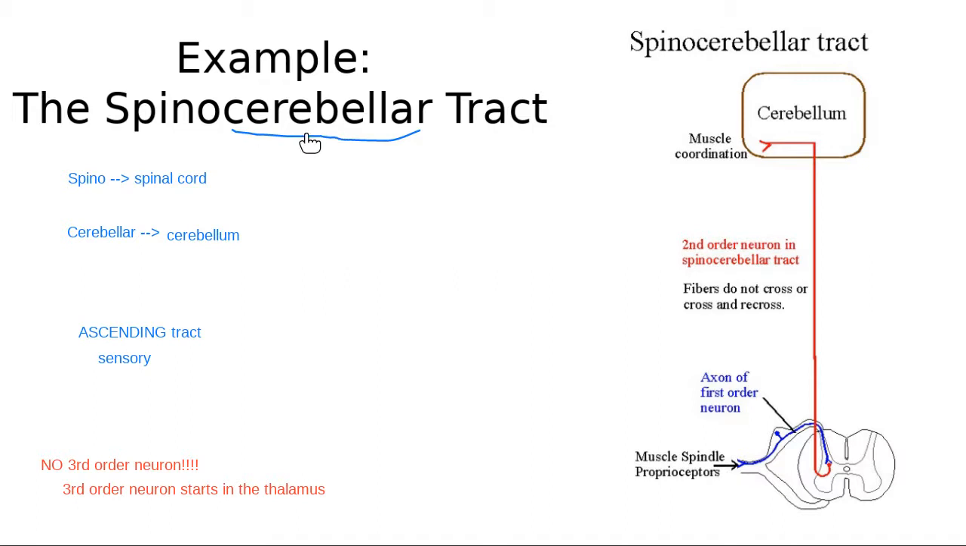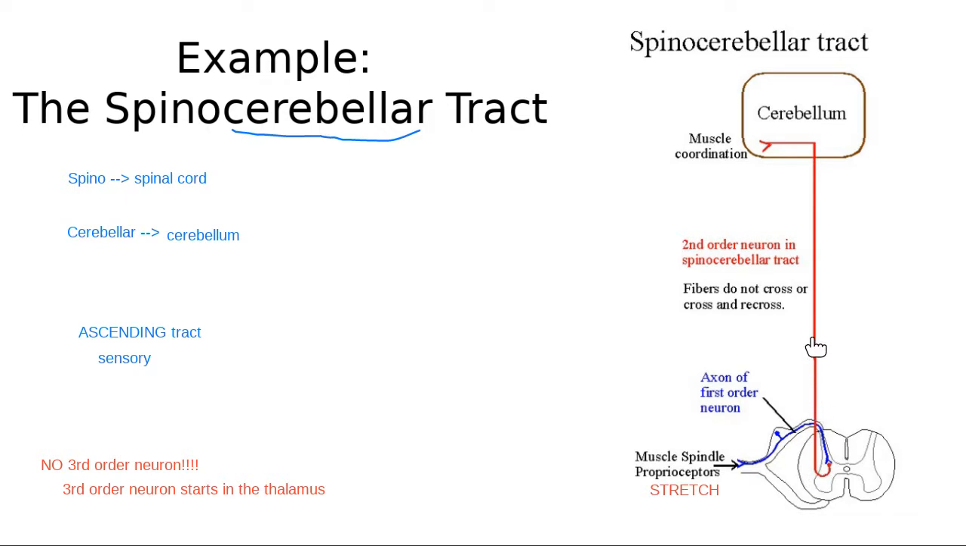The spinocerebellar tract has a first order neuron that's collecting sensory information from what are called muscle spindle proprioceptors. That word proprioceptors, we haven't talked about it a lot. It's just a fancy word for something that detects stretching. So my sensory neuron inside a muscle detects how stretched out it is. It sends that stretching information to my second order neuron in the spinal cord. The second order neuron says, I don't know what to do with this. Sounds like information I should send up.